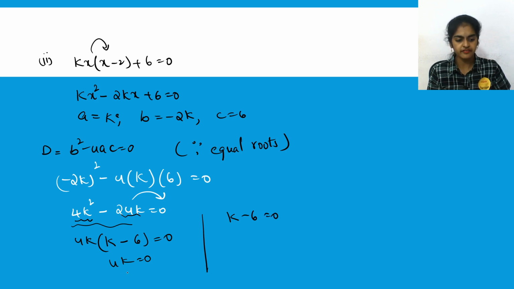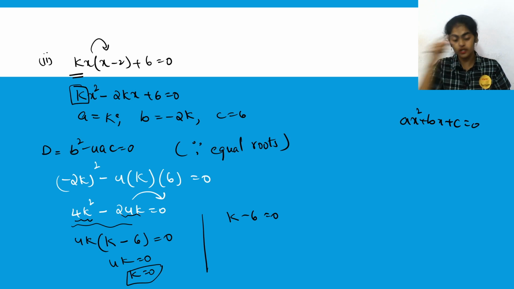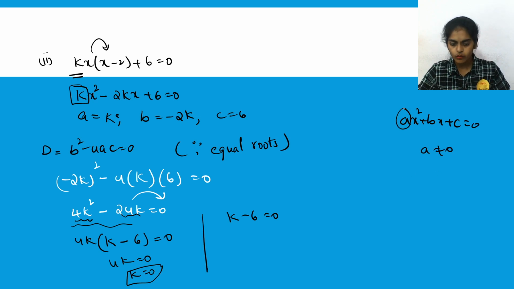So if 4k is 0, then the k value will be 0. But k cannot be 0, because if k is 0, then this x square coefficient will be 0. The general form of a quadratic equation is ax square plus bx plus c equal to 0. And do you remember, a is not equal to 0. Why? Because if a is equal to 0, then this quadratic equation becomes bx plus c. It becomes a linear equation. It remains no more quadratic. So that is the reason we always take the condition a is not 0.